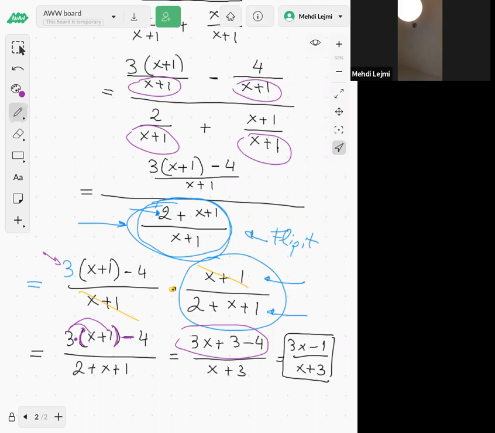First you have the parentheses, exponents, and then multiplication. So multiplication comes before the subtraction. You have to multiply first, and then you subtract the 4. First you have to multiply by 3. You have to multiply the whole x plus 1 by 3, because x plus 1 is between the parentheses. Okay.